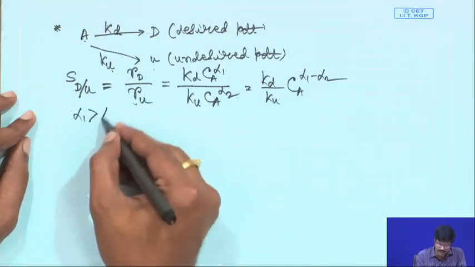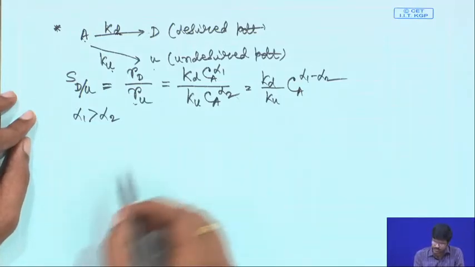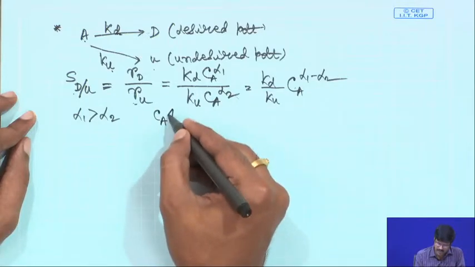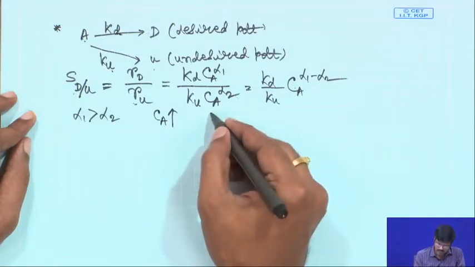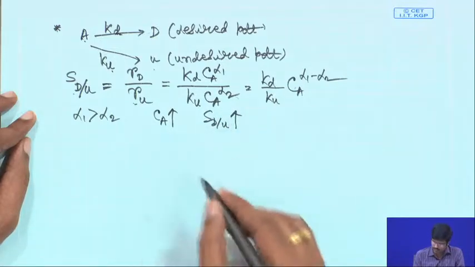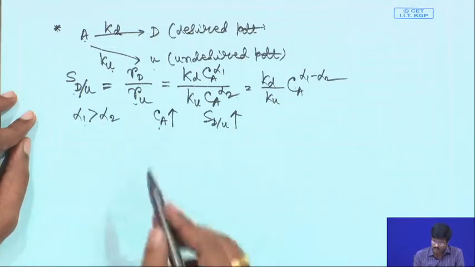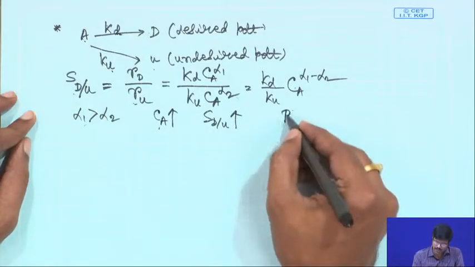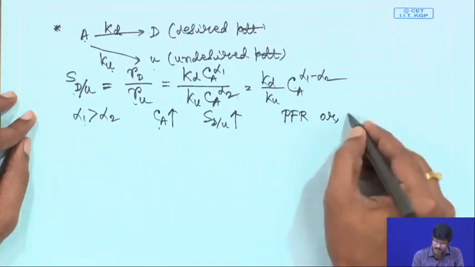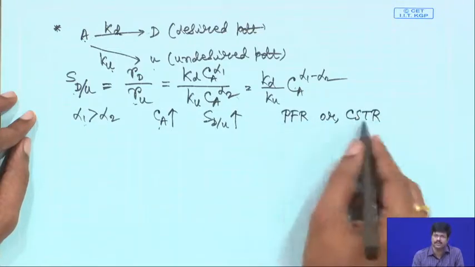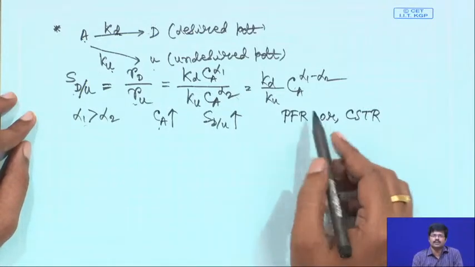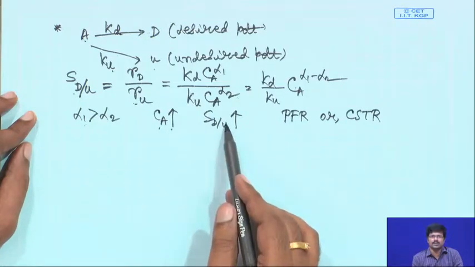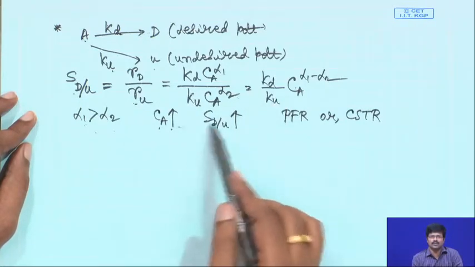Now, there are two situations that you can envisage here. If alpha 1 is greater than alpha 2, which is possible, then from this expression, as the concentration of A goes up, the selectivity also goes up. This is what you want. So, the question is, in this situation, whether you are going to use a plug flow reactor or a CSTR, which one is going to give you better selectivity? Intuitively you can understand this: the expression tells you that if the concentration goes up, then the selectivity goes up, assuming alpha 1 is greater than alpha 2.